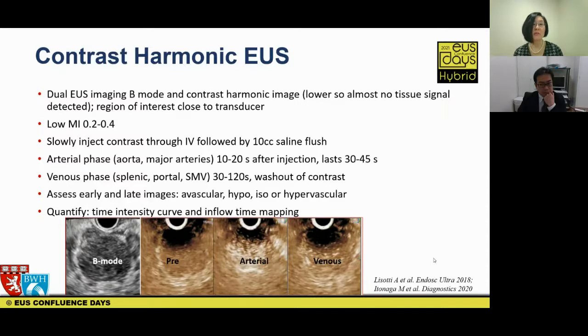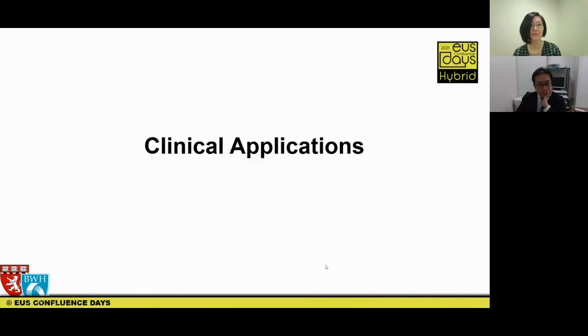And quantifying would be good to do with things like time intensity curve or inflow time mapping, but I think we need more studies to try to figure out what's the best way to quantify. The bottom just shows you B mode imaging on the left, what it looks like pre-injection. During the arterial phase, you see hyperenhancement and then washing out in the venous phase there.